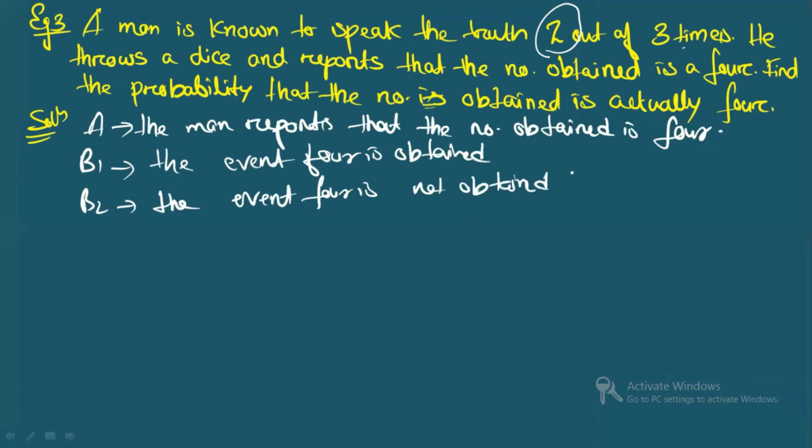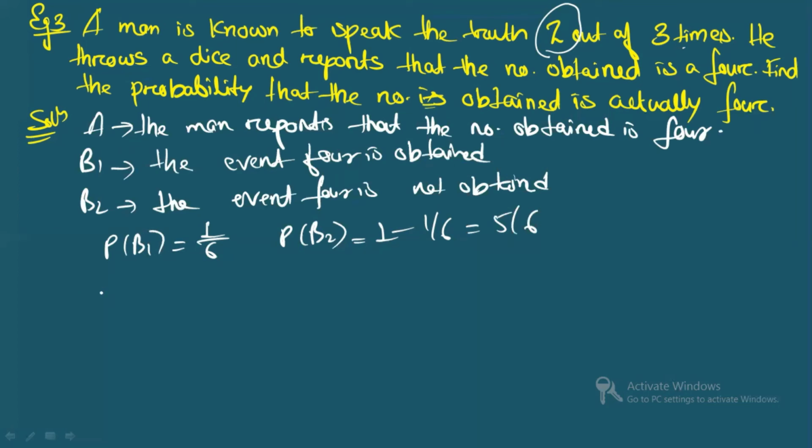Clear? So for this, probability of B1, how much is it? The dice will have total outcomes 6, favorable, that is to get 4, will be 1, total is 6. So it is 1 by 6. Probability of B2, that means you are not getting 4, will be 1 minus 1 by 6, total probability minus the probability of getting 4. So it will be 5 by 6.